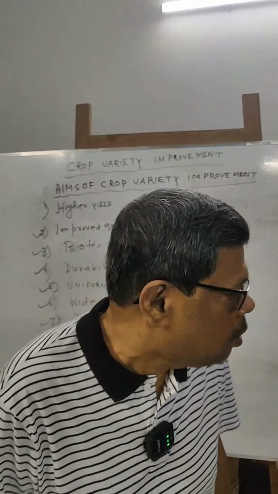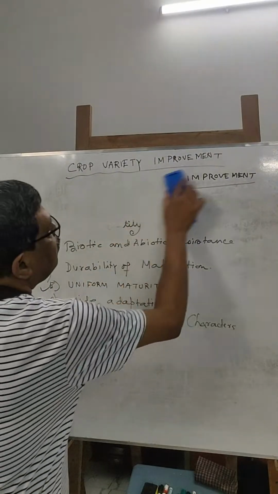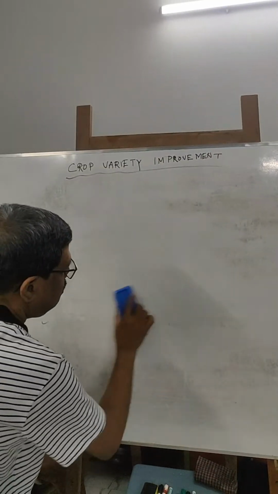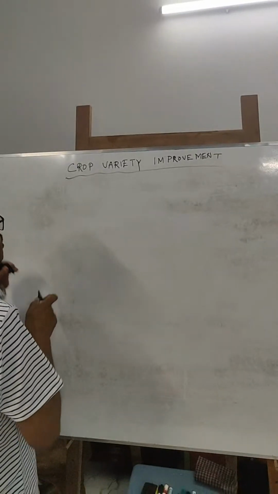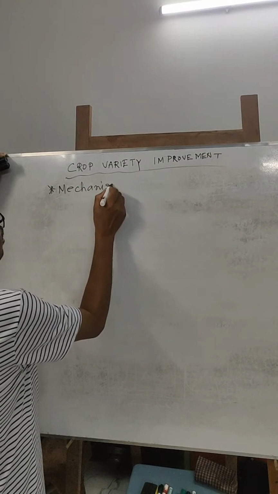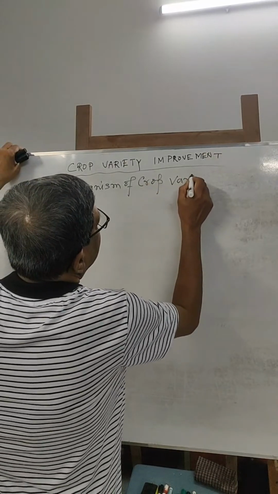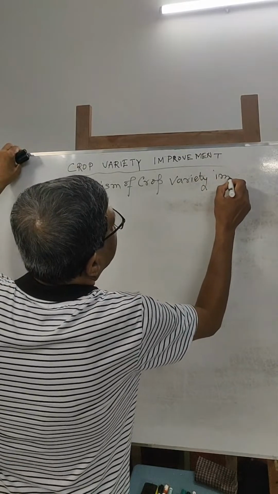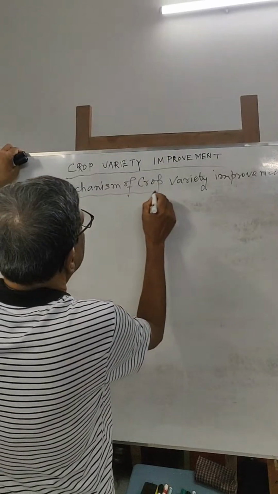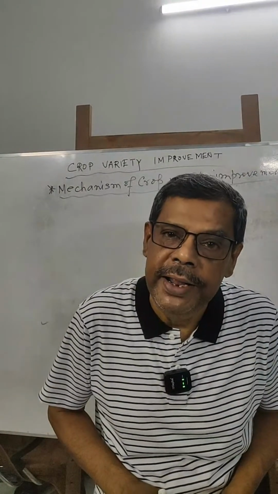Next, mechanism of crop variety improvement. Mechanism of crop variety improvement. It is carried out by plant breeding.